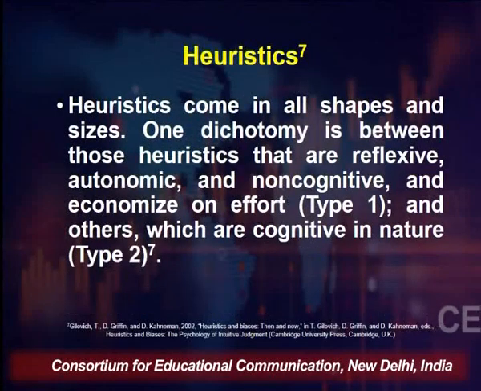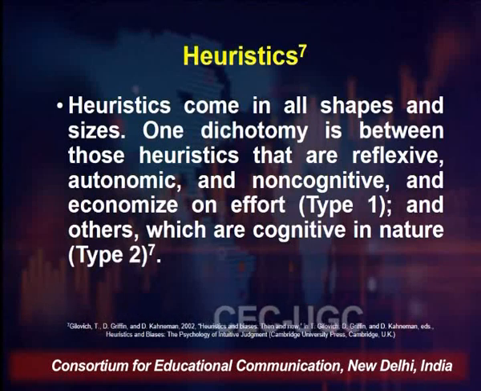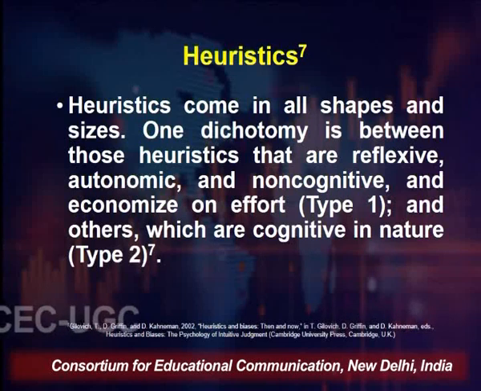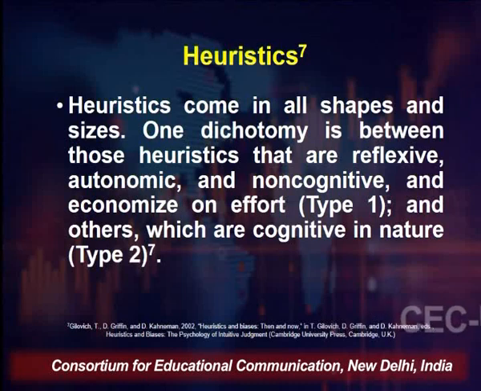Heuristics come in all shapes and sizes. One dichotomy is between those heuristics that are reflexive, autonomic, and non-cognitive, and economize on effort. These are the type 1 heuristics, and others which are cognitive in nature. These are type 2 heuristics. Some heuristics influence preference through comfort seeking.